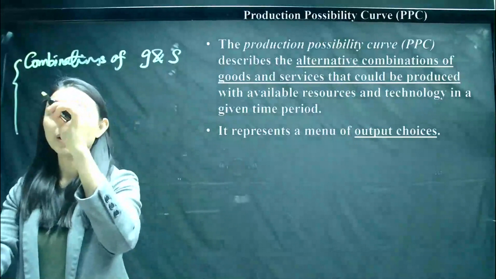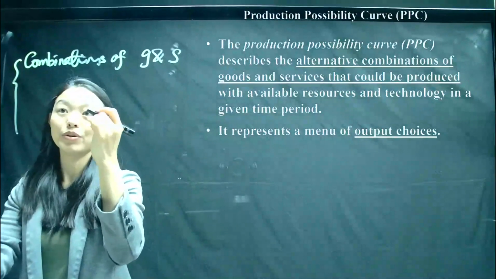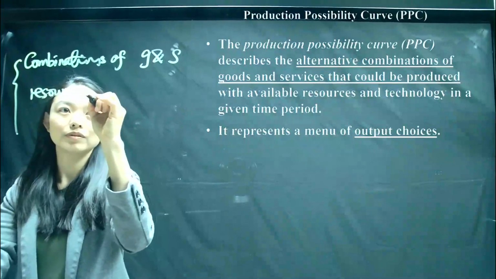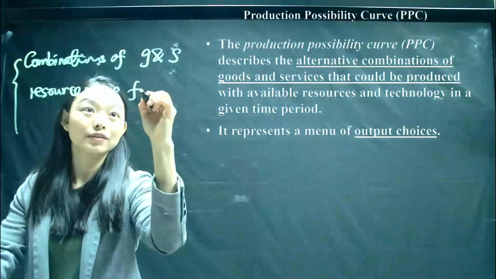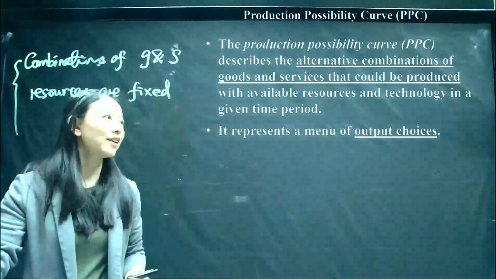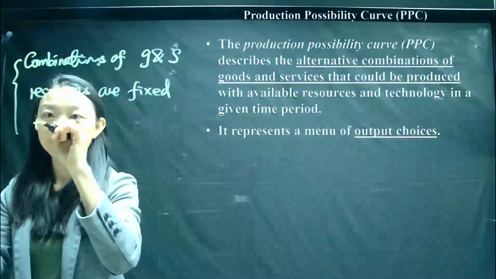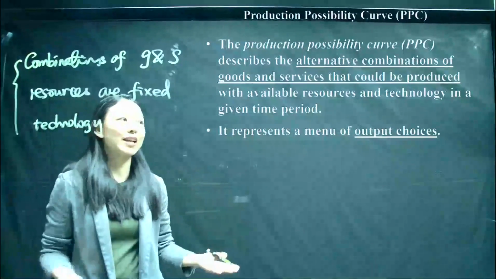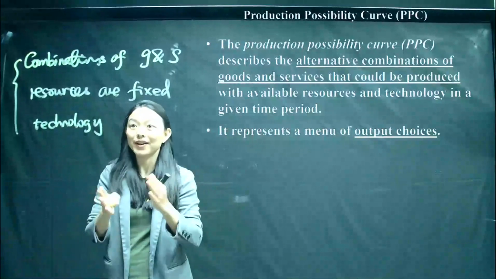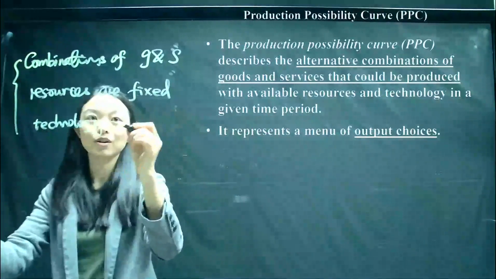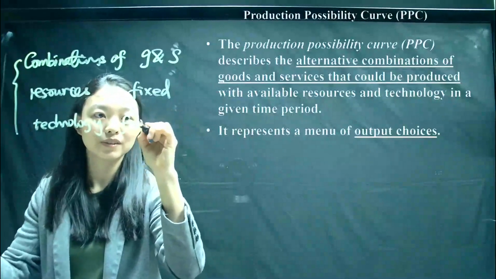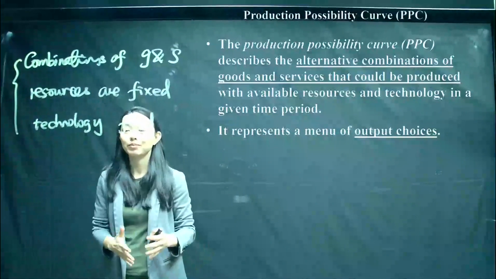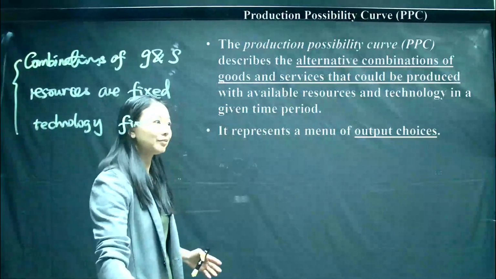And then the second one is the available technology and the available resources. Okay, so let's say resources are fixed, right? And another one will be technology. It says the available technology, that means the technology will be fixed for a certain period of time. So technology is fixed. Okay. So those are the three key points to describe the production possibility curve.